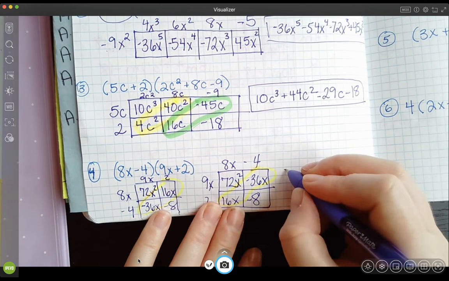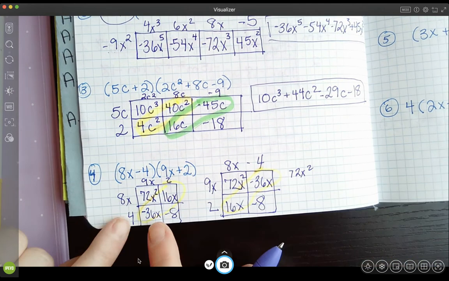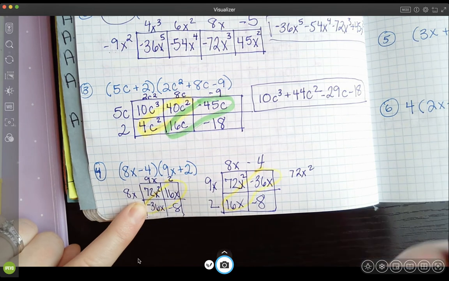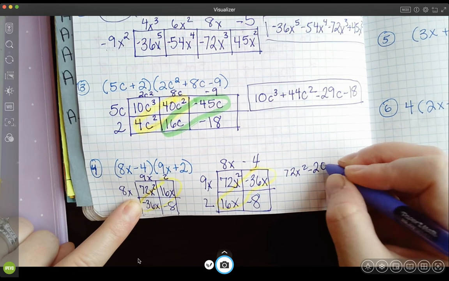So then we have 72x squared. It'll still simplify. We have negative 36 and a positive 16. And I know that's a negative 20x.